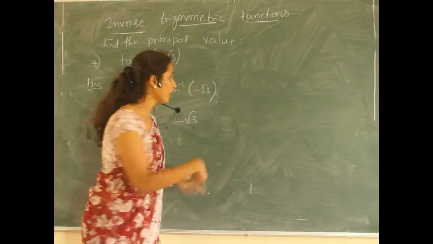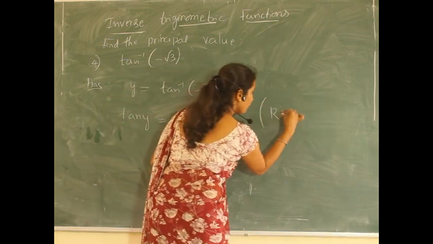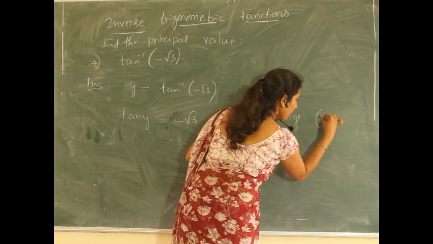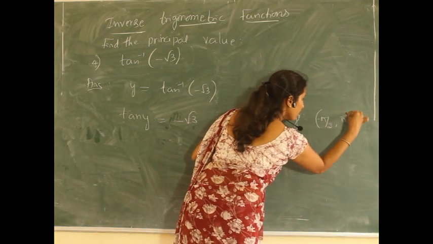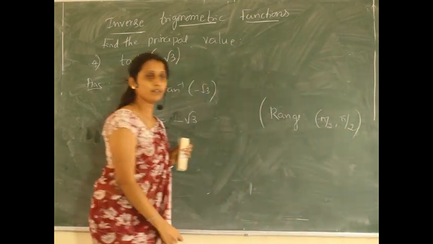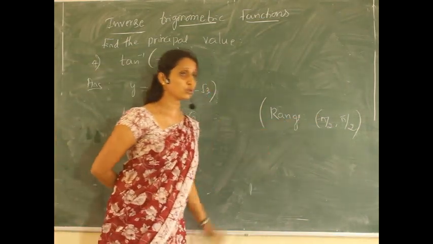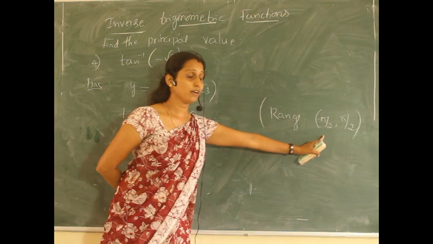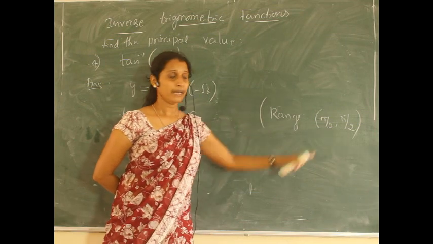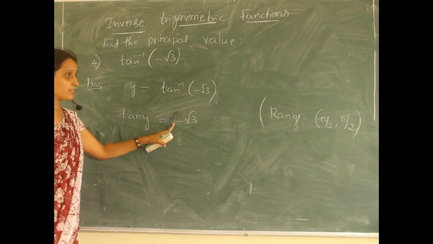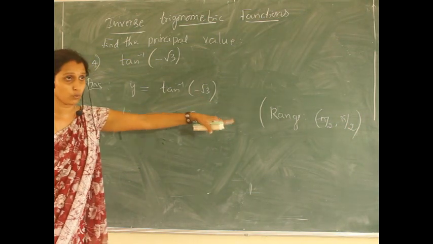Also we know that the range of tan inverse is the open interval minus pi by 2 to pi by 2. That comes in the first and fourth quadrant. So the negative value should be in the fourth quadrant, within the first and fourth quadrant range.